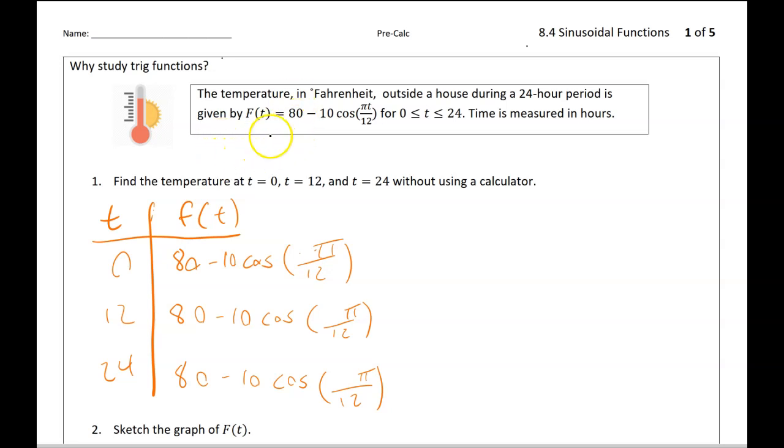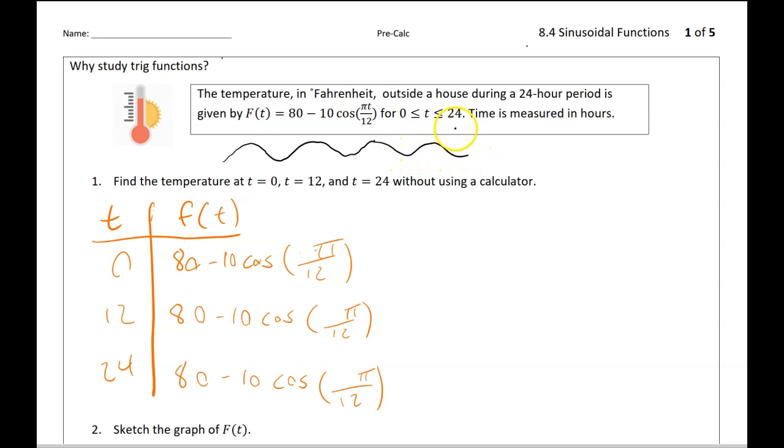You can imagine the temperature outside the house, especially on a nice warm day where the sun's out, fluctuates, right? So it starts kind of cooler, warms up as the sun goes out, and then cools off again as the sun goes down, and then warms up again the next day to roughly the same temperature. And then the cycle kind of repeats, right? So that's the type of function we're going to get here. That's why these things are useful.